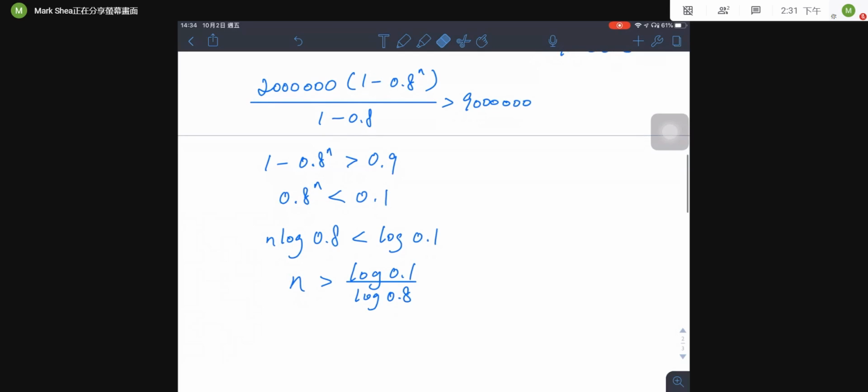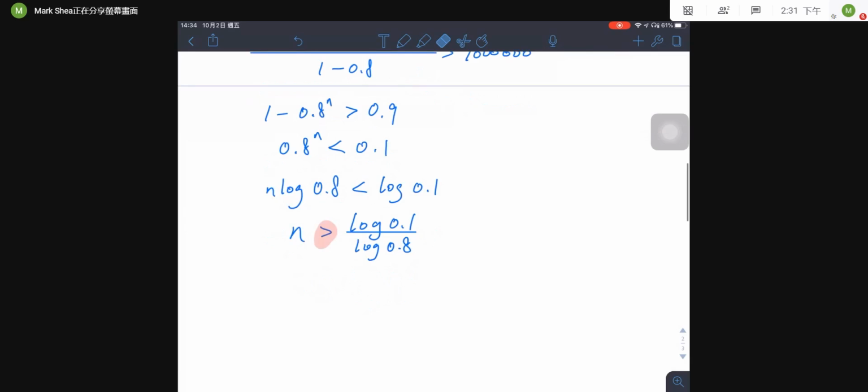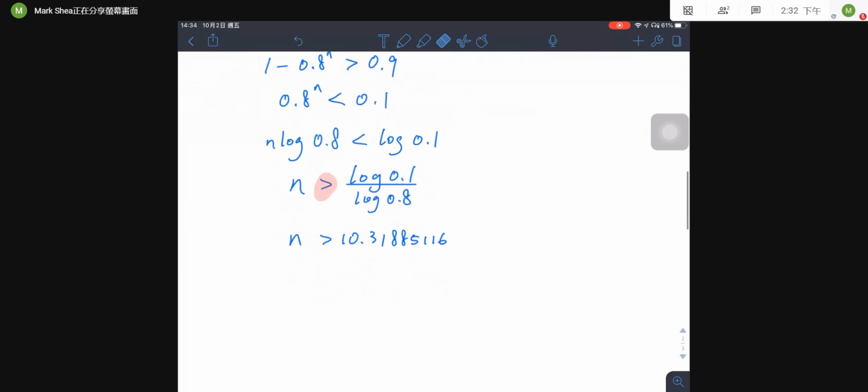Now, however, please be careful about this one. The inequality is changing from less than to greater than. The reason is that log 0.8 is a negative number. So when I divide both sides by a negative number, we need to change the sign of the inequality. So we have n greater than 10.3188516. So the answer for part B1, the number of years we need, is 11. It is the smallest integer greater than 10.31 something. So this is B1.